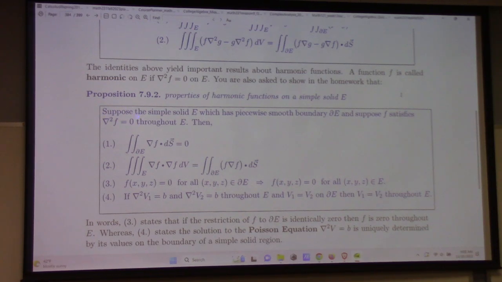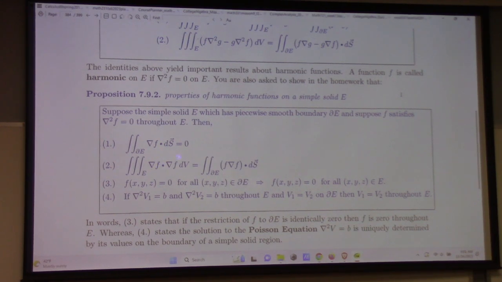A harmonic function is a function which solves Laplace's equation. This nabla squared f is partial x squared plus partial y squared plus partial z squared acting on f. It's like the second partial derivatives added together, set equal to 0. This is Laplace's equation. If you have a solution to Laplace's equation, you can say really cool stuff about it. For one thing, the flux of the gradient of a function like that is 0 through the boundary of such a volume.